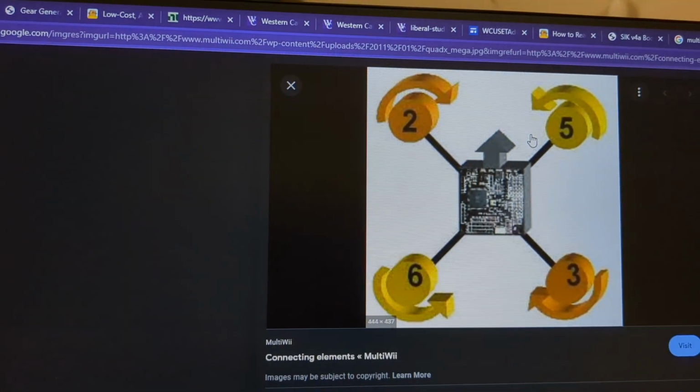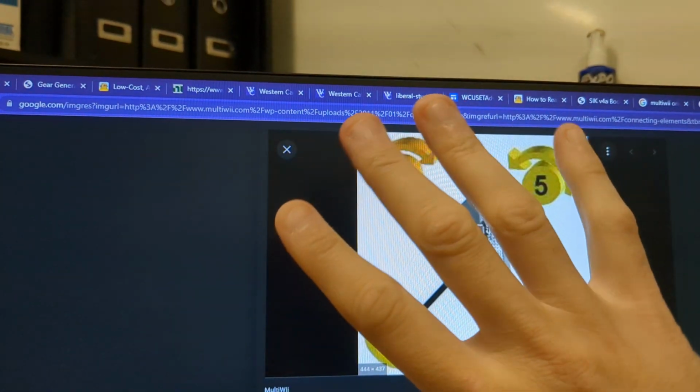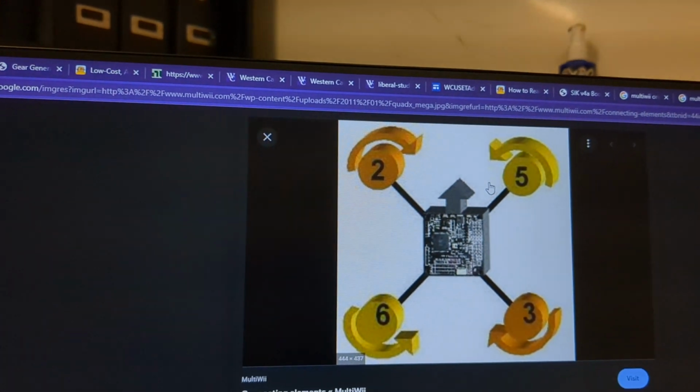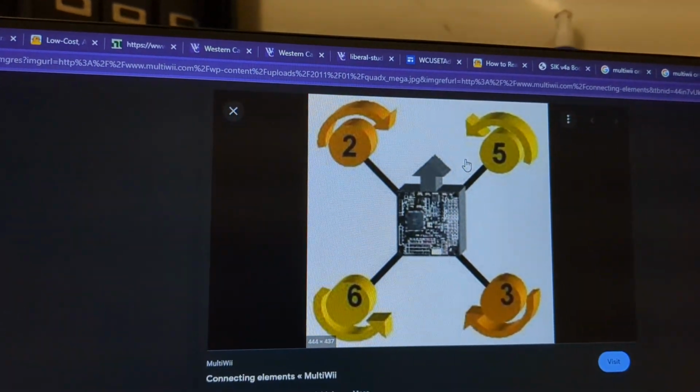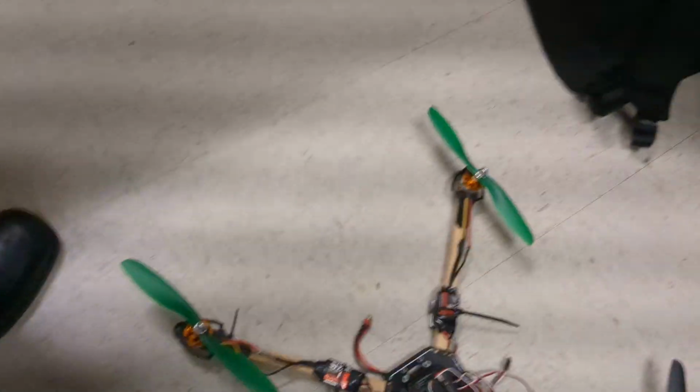If they all were spinning the same way, the whole thing would rotate like this in the air, and you would never be able to fly straight. So that's one key aspect with quadcopters that you need to understand in controlling them.